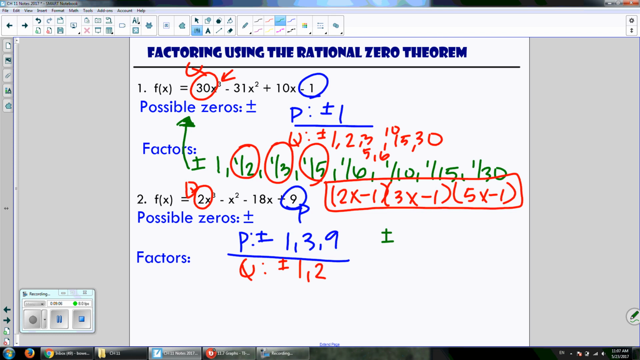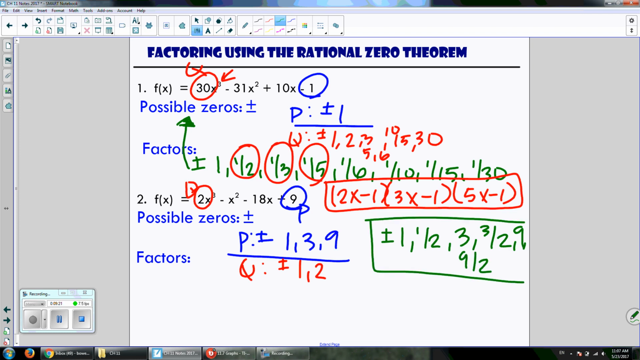So I've got 1 divided by 1 is 1. 1 divided by 2 is 1/2. 3 divided by 1 is 3. 3 divided by 2 is 3/2. 9 divided by 1 is 9. And then 9 divided by 2 is 9/2. So those are all of my possibilities. I'm going to have you go ahead and graph that yourself and then come back and check after you have. If you graphed that correctly, you should have found that it crossed at 1/2 and 3 and -3.